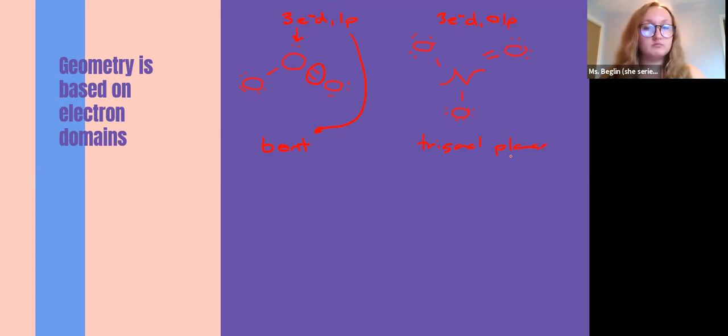And this is why resonance structures are preferred to hybrid structures, because when looking at a resonance structure, it's really easy to determine the number of electron domains, which makes it really easy to determine the hybridization and the molecular geometry.